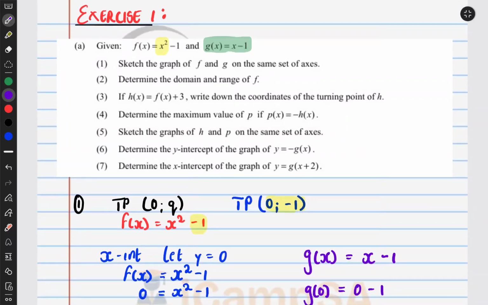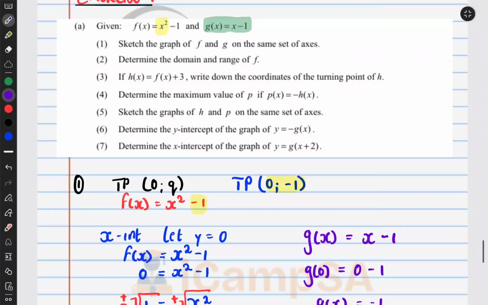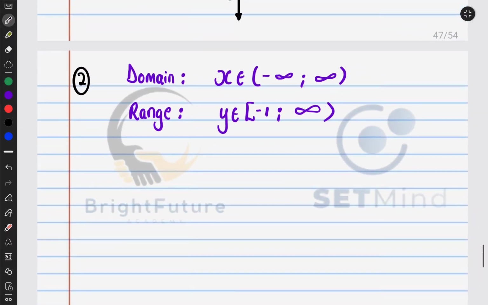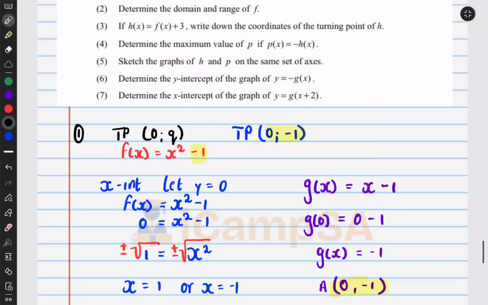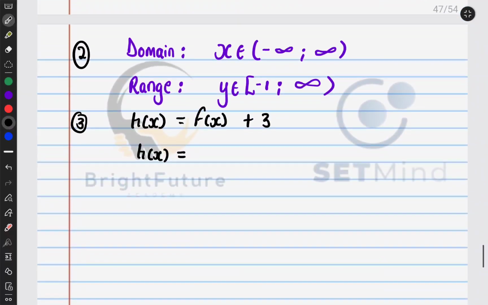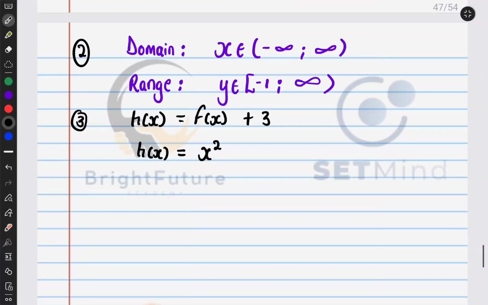Okay, so what do we have to do? We have to add 3 first on that function that we have there and see what we get as the coordinates of the turning point. So for number 3, we are told that h at x is equal to f at x plus 3. What is f at x? What is that function? So h at x, we write it as it is. F at x is equal to x squared plus 1. I can put it in brackets plus 3.